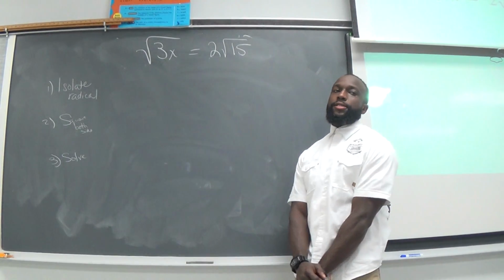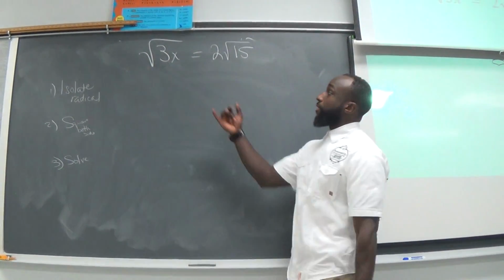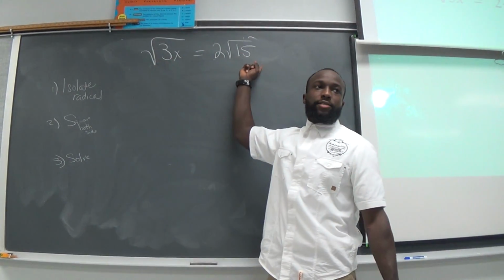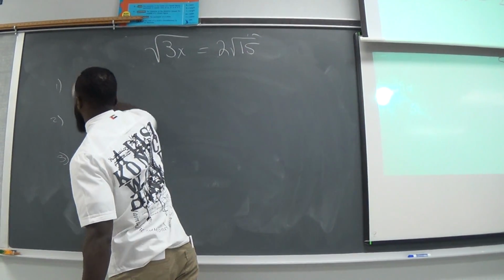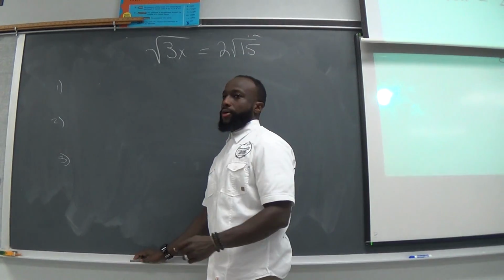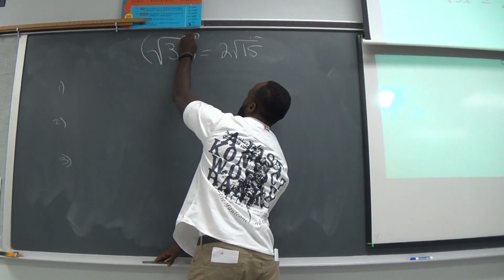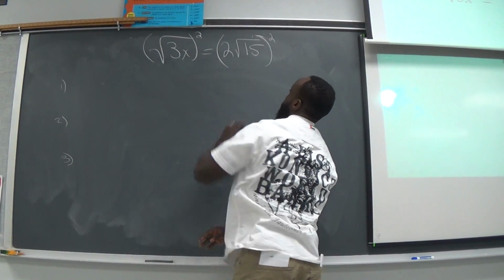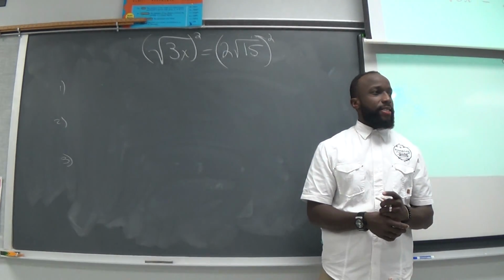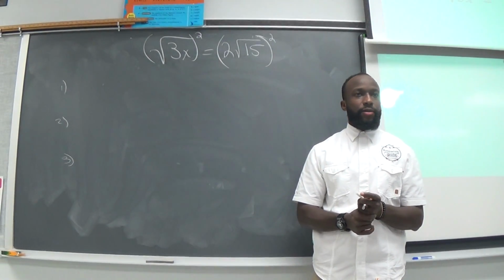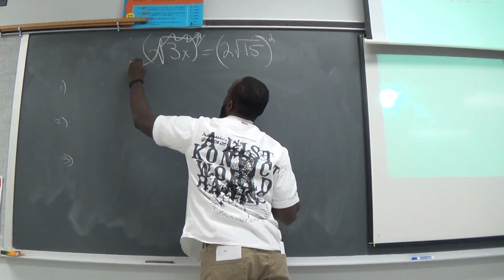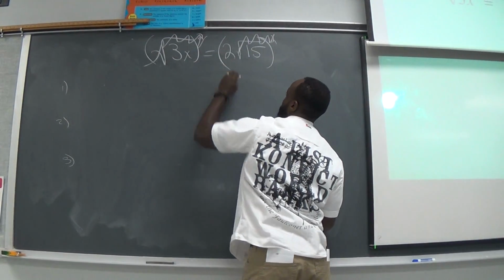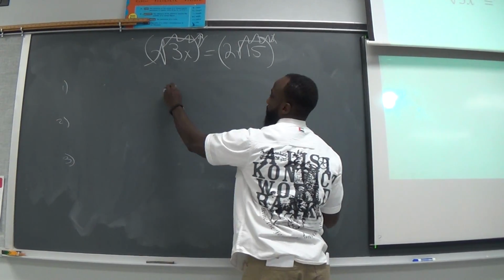Alright, so check this out. You have a radical on both sides. So we need to get rid of the radical, right? In order to get rid of the radical, we're going to square both sides. So it's really not that scary after you see that you get rid of the radical, right? Once you square both sides, you get rid of anything that's not that.